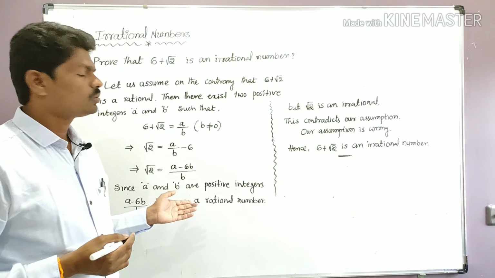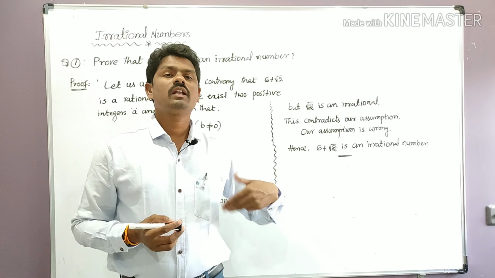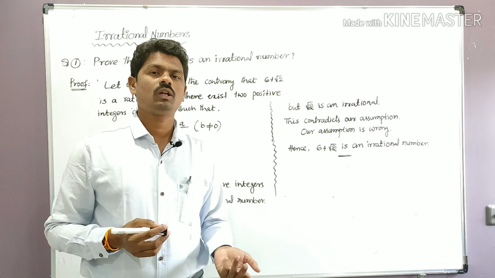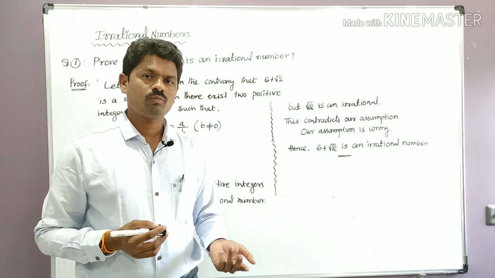So that's all for today's class, student. In the next class, we can prove the fourth model of irrational numbers.